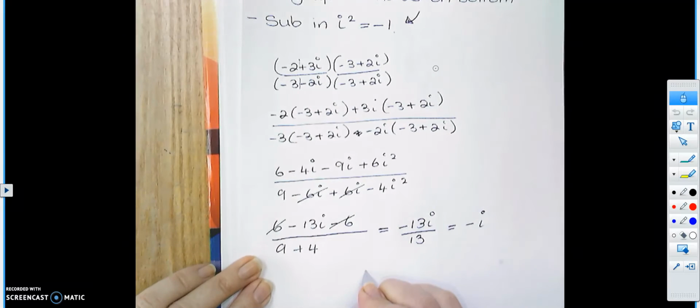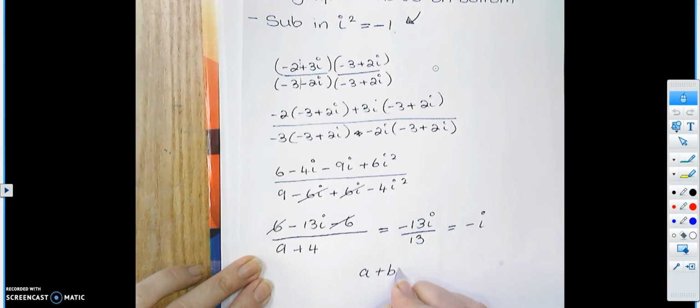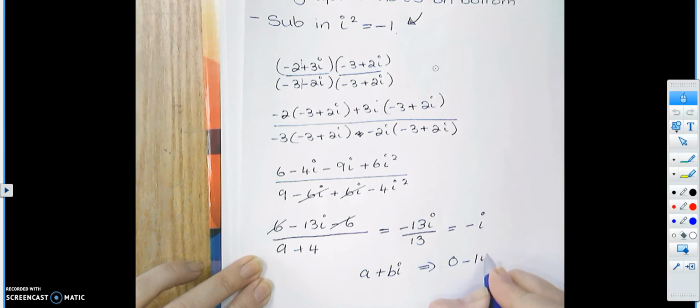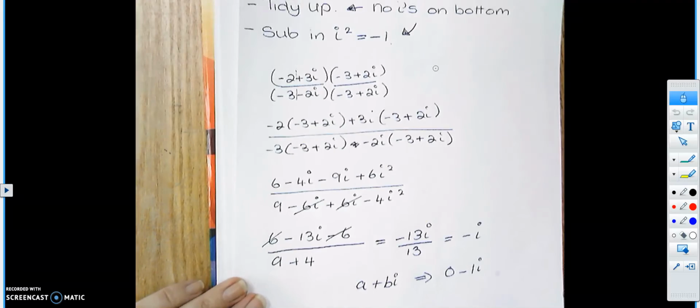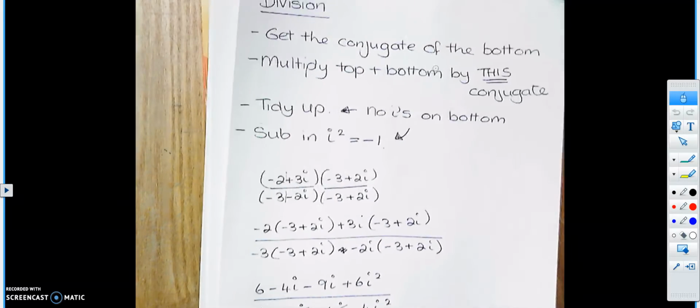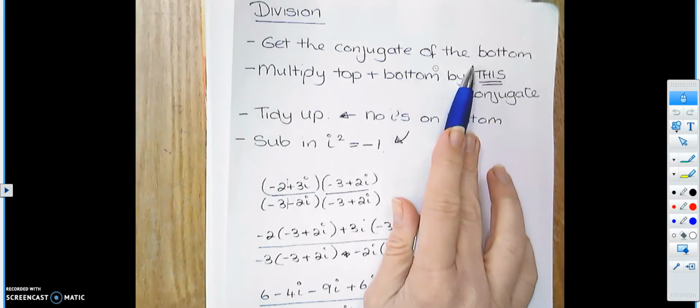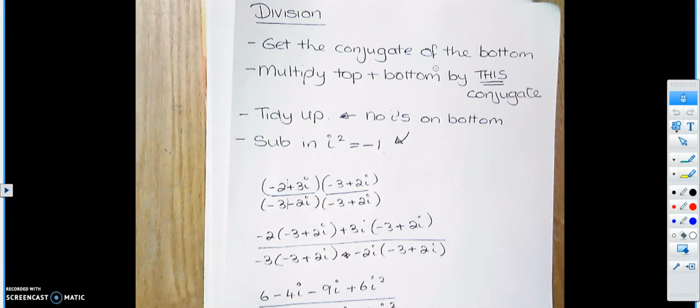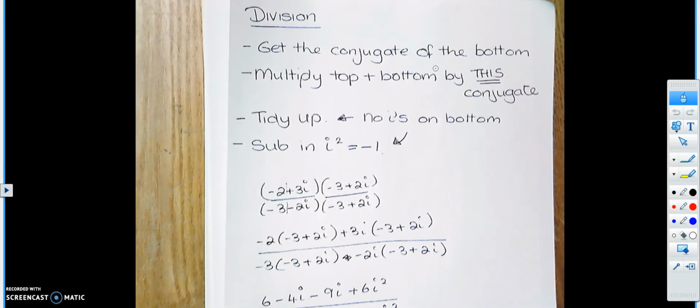If the question had asked me to write it in the form a plus bi, your correct answer for this would be 0 minus 1i. Okay, so again, the method is get the conjugate of the bottom, multiply top and bottom by that conjugate, tidy it up, sub in your i squareds.